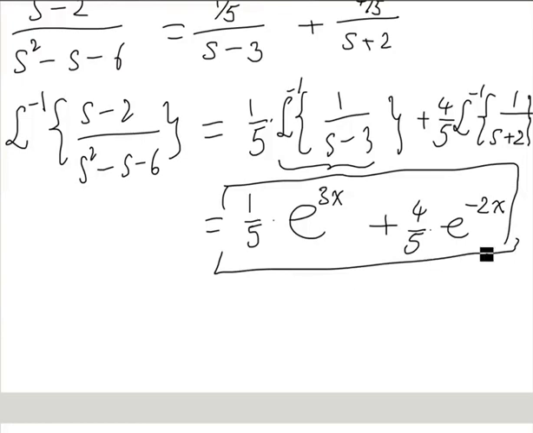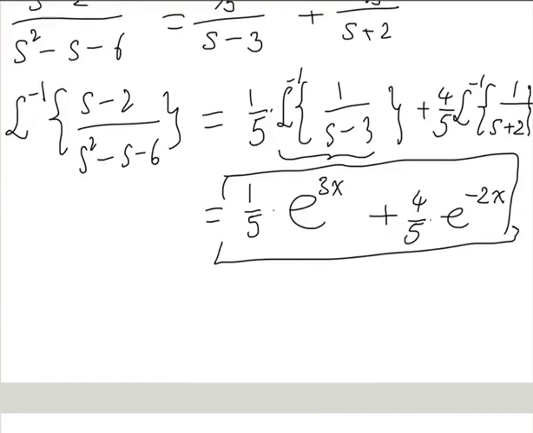So from this example, you see that the key thing in determining the inverse Laplace transform is partial fractions. So if your skills are rusty, then you need to review partial fractions. But let's look at another example.